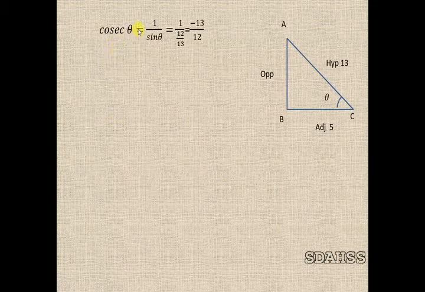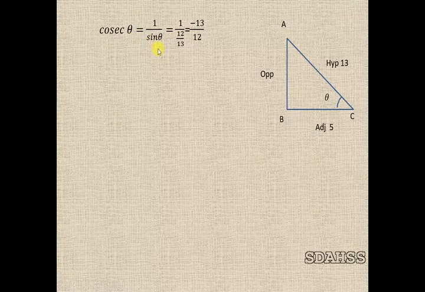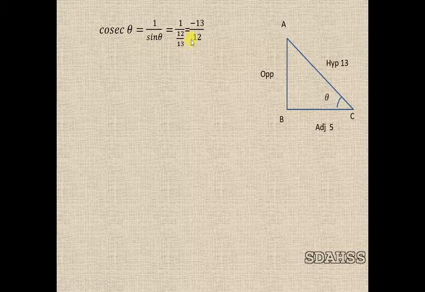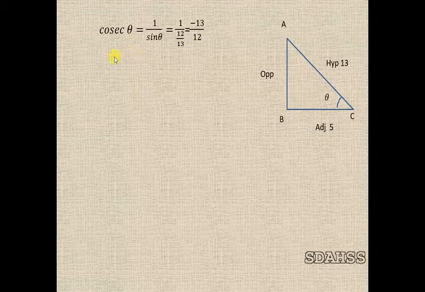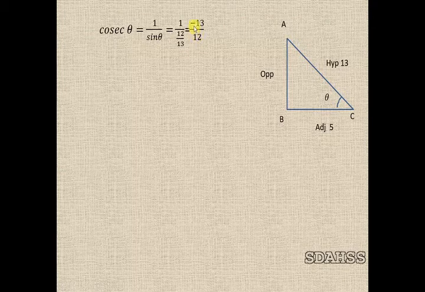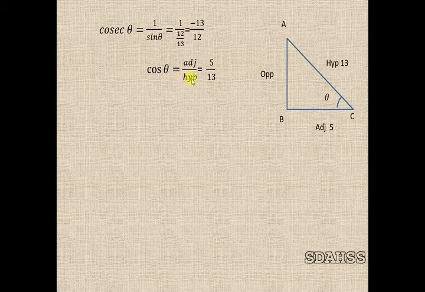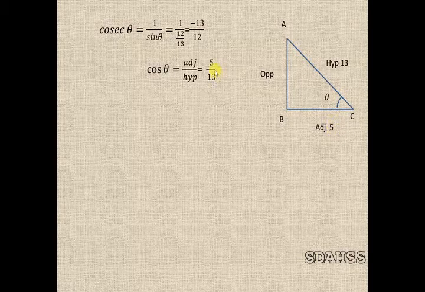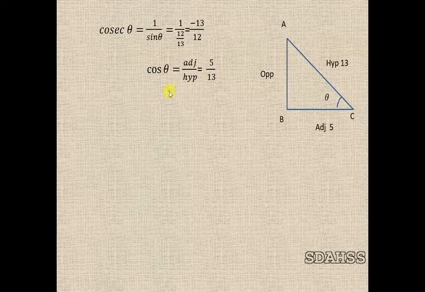Cosecant theta means 1 by sin theta. Just now we found that sin theta is 12 by 13. Then take the reciprocal, 13 by 12. Here theta lies in the fourth quadrant, so cosecant theta becomes negative: minus 13 by 12. And then cos theta is equal to adjacent by hypotenuse. Adjacent side 5, hypotenuse 13, so 5 by 13. Theta lies in the fourth quadrant, so cos theta is positive.